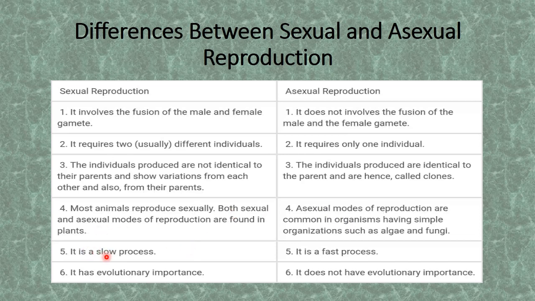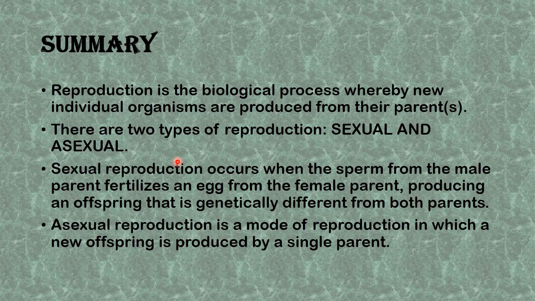Number five, sexual reproduction is a slow process, while asexual reproduction is a fast process. Number six, sexual reproduction has evolutionary importance, while asexual reproduction doesn't. So, this brings us to the end of our lessons. Now, a quick look at the summary.